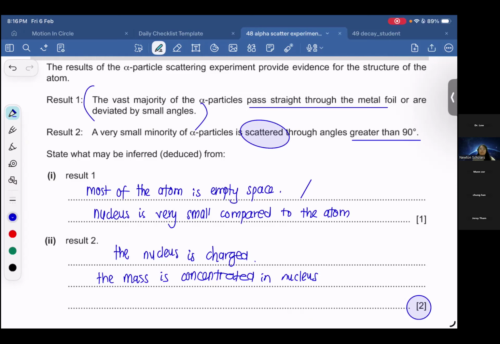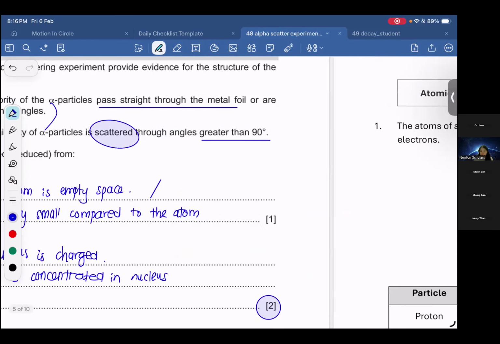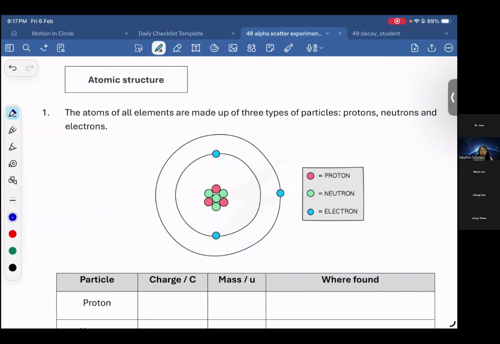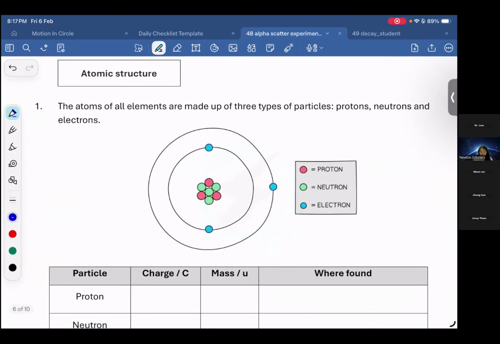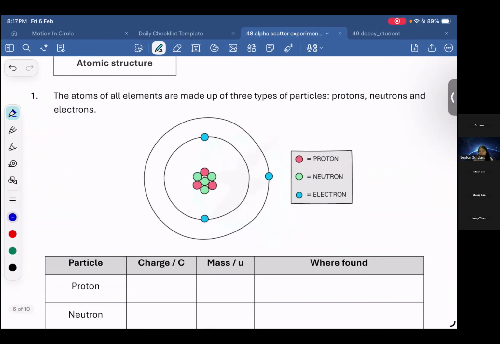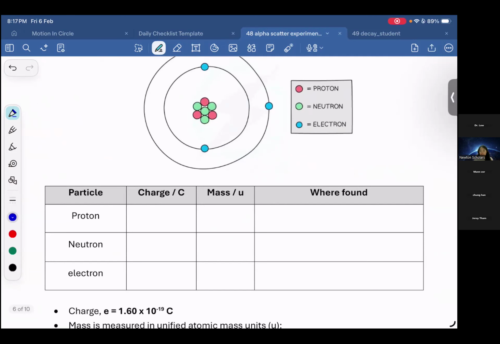10 seconds for you to complete. Okay, done? Yes, sir. Okay, let's go for the next part. Atomic structure. The atoms of all elements are made of 3 types of particle: proton, neutron, and electron. Okay, for the proton here, the charge is positive 1e.